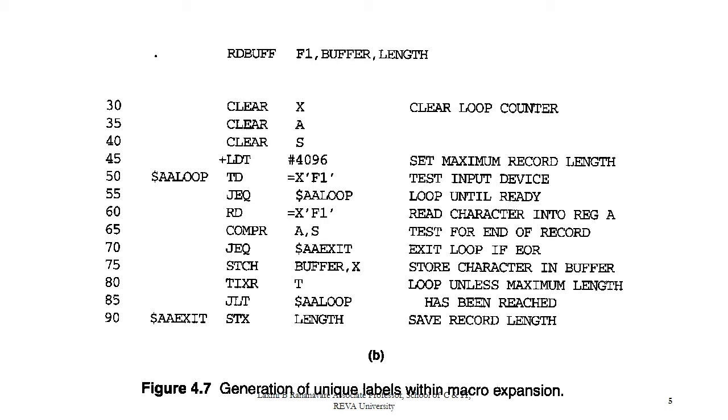Okay, so jump on equal is $AA loop. And next we have similarly jump on equal, that is the 70th statement, jump on equal, that is $AA exit. So the first call we have replaced with the $AA followed by the name of the label.